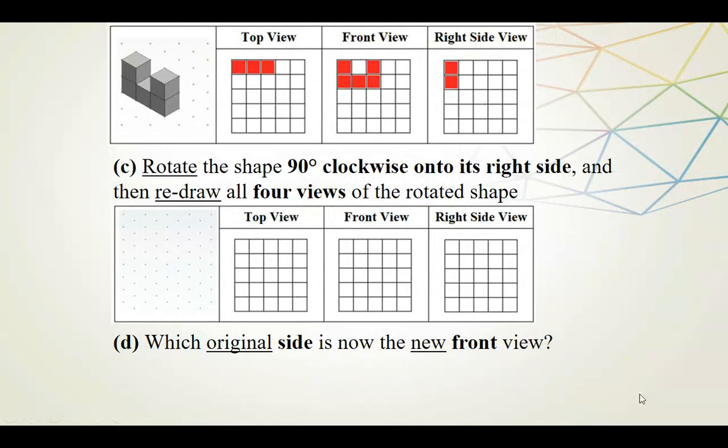Okay, part C wants me to rotate the shape 90 degrees clockwise onto its right side and then redraw all four views. Okay, so I'm going to draw a line like this, a line like that. And this time I'm going to tip the block like this. Okay, it's going to go in this direction. So we're actually going to take this right side view, and tip it so it's now on the ground. So 90 degrees clockwise.